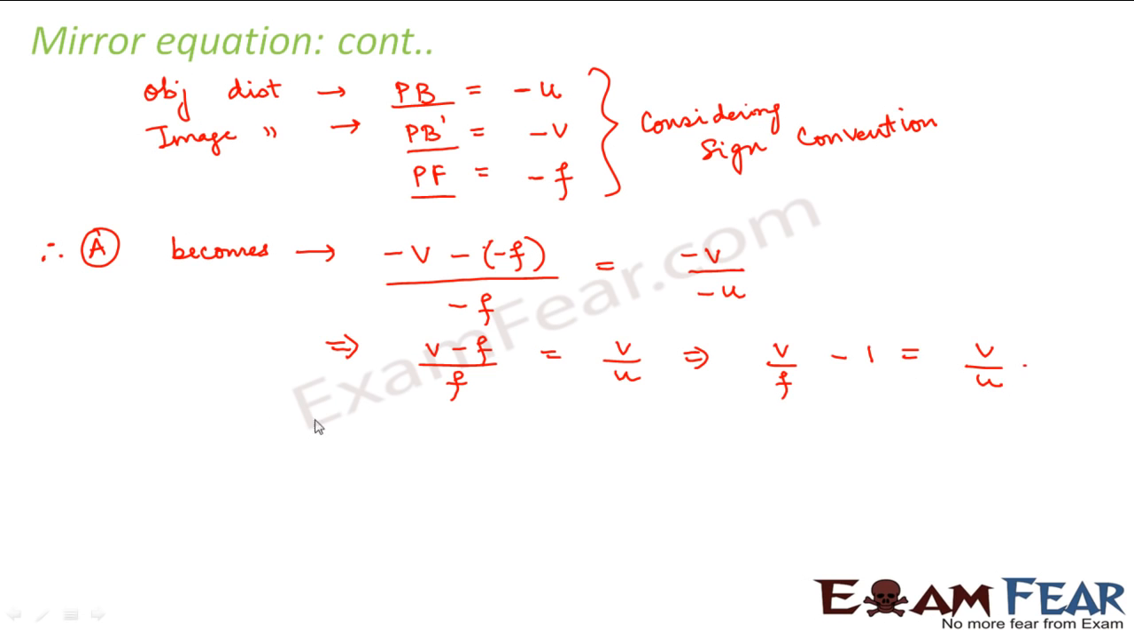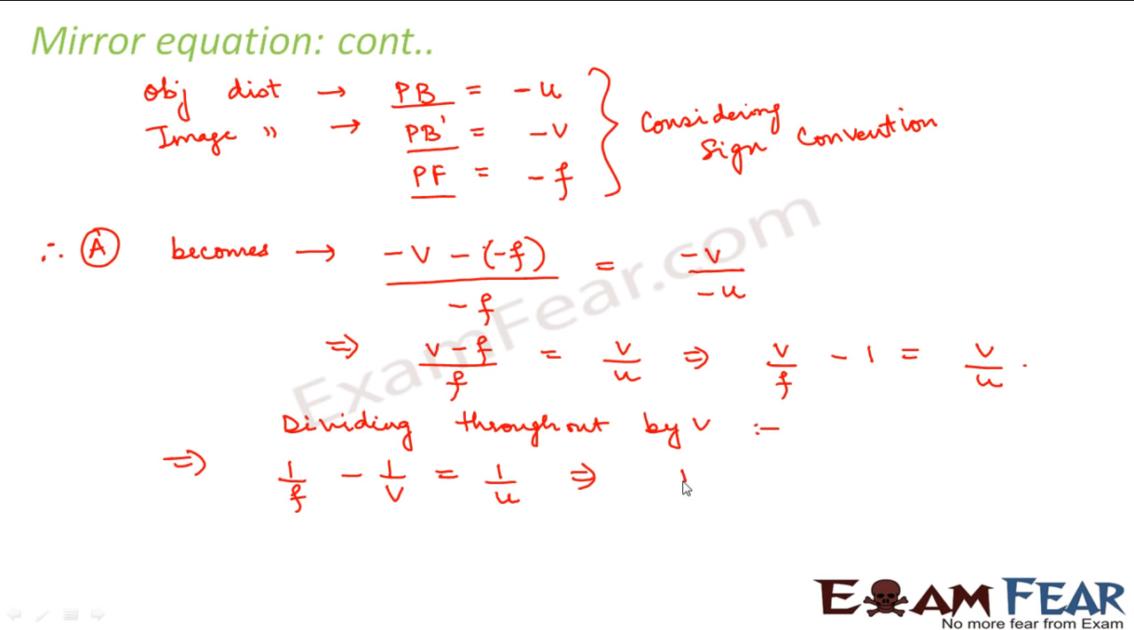Now dividing throughout by v, that means dividing the entire equation by v, what do we get? We get 1 by f minus 1 by v is equal to 1 by u. So this means 1 by u plus 1 by v is equal to 1 by f, and this equation is popularly known as the mirror equation. This was our aim, right? We wanted to establish a relationship between the object distance, image distance and the focal length of the mirror.